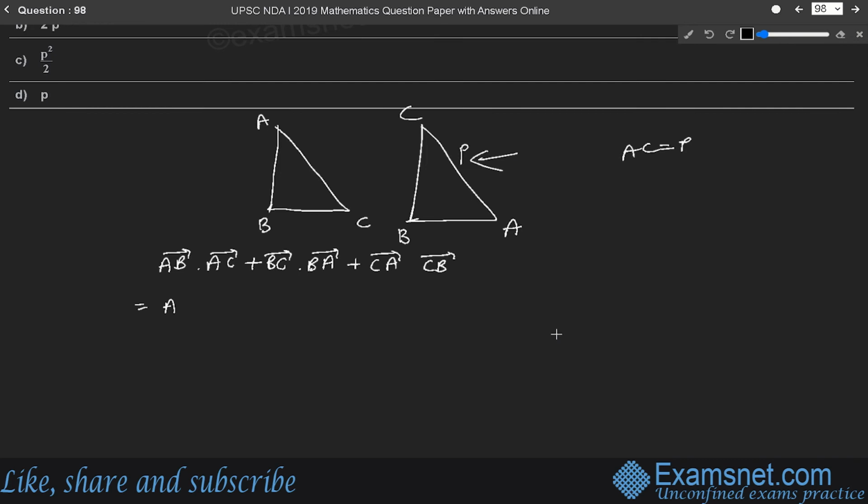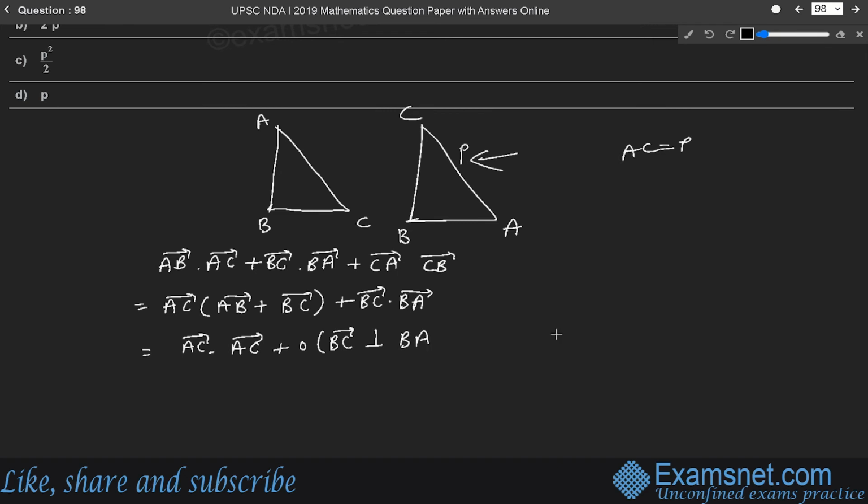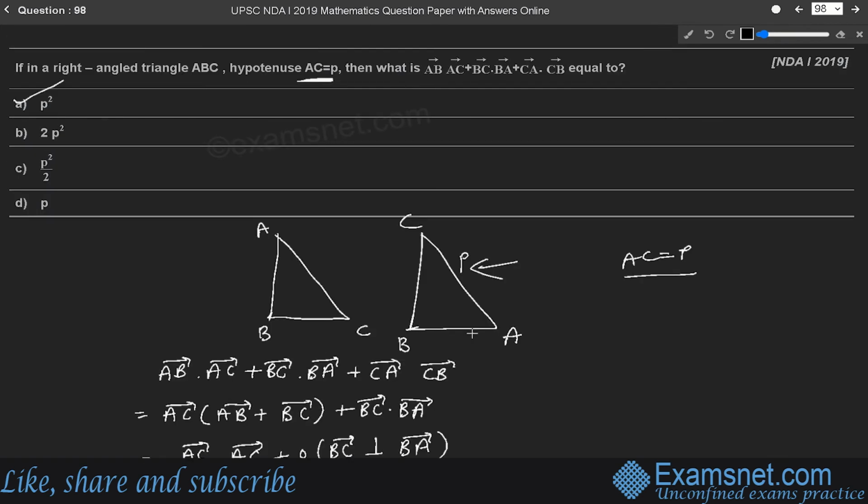It will be equal to AC vector dot (AB vector plus BC vector) plus BC vector dot BA vector. Further solving, it will be equal to AC vector dot AC vector plus 0, as BC vector is perpendicular to BA vector. You can see that BC is perpendicular to BA. So further solving, it will be modulus of AC vector whole square. And we know that the value of AC is P. So it will be P square. So the correct option for this question is option number A, which is P square.